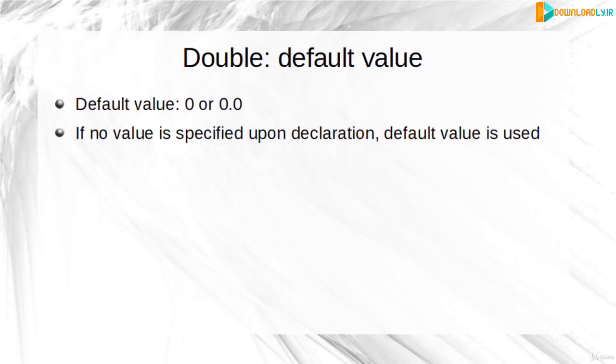Just like integers, the default value of a double is 0. It doesn't matter if the number is 0, 0.0, or 0.00, and so on. All of these would be treated as the same number. If no value is specified upon declaration, this default value is used.